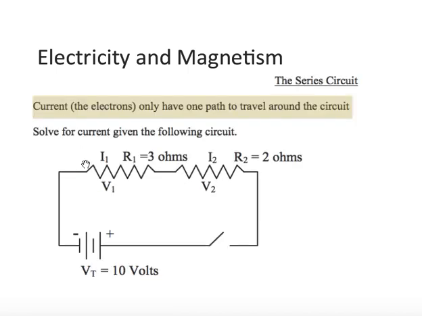Now the circuit we just looked at is called a series circuit. So let's explore this in great detail now. Current, or the electrons, in a series circuit only have one path to travel around the circuit. So that's the definition of a series circuit. We only have one path. There's no junctions.